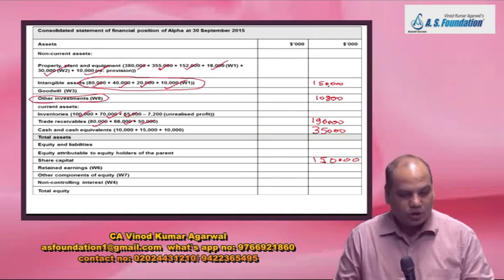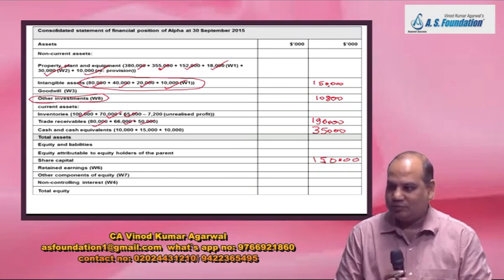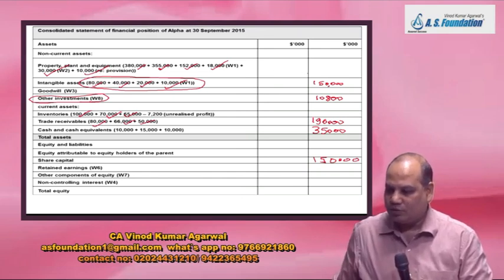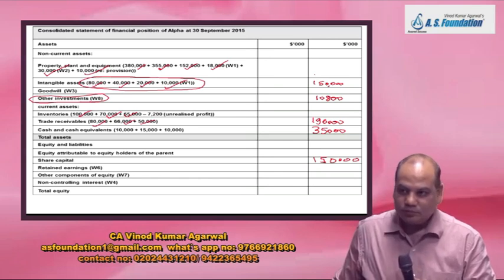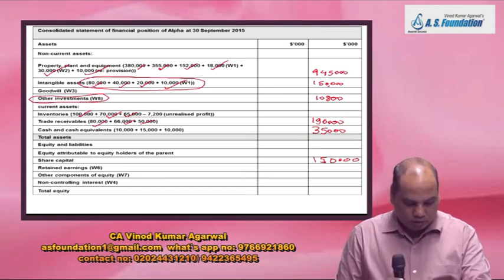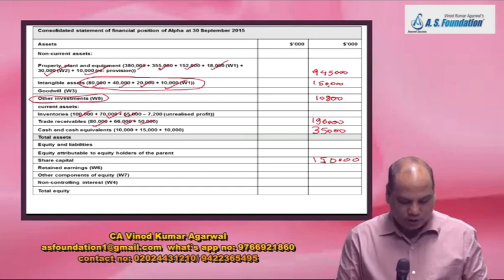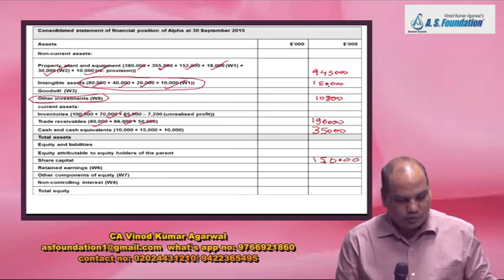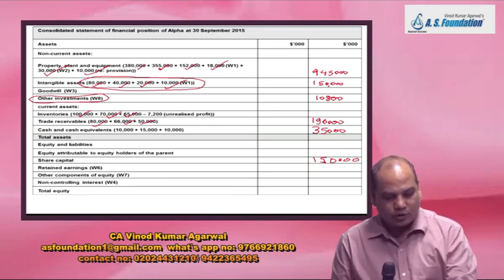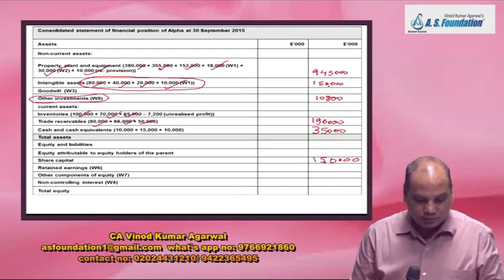Tell me the total of PPE. Correctly. Total of PPE. Come fast. Is it 9,45,000? Very good. Okay. Alpha uses the proportion of net asset method to calculate NCI in Gamma. So that we will do together once both working note 1 and 2 are over. Dear student, come to other investment. Done. Other investment we have done.